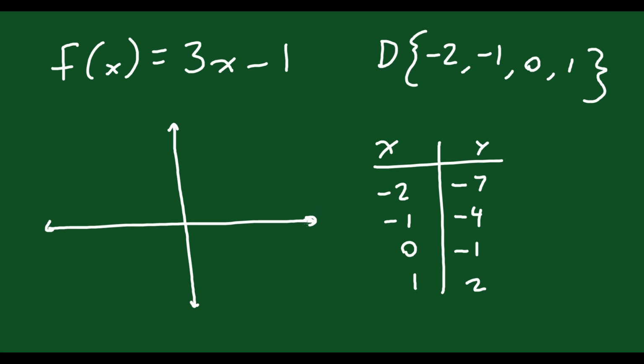It's not continuous. So you have -2, -7, you have -1, -4, you have 0, -1, so 1 right there. You have 1, 2. So you have these dots on your function, but you don't connect the dots, right? Because it's not continuous. You only have these points. So this would be an example of a discrete function.